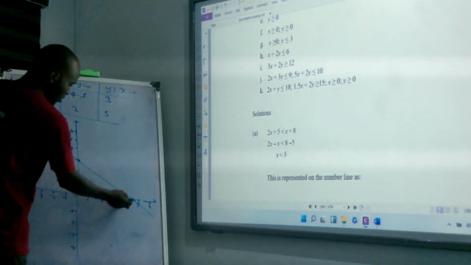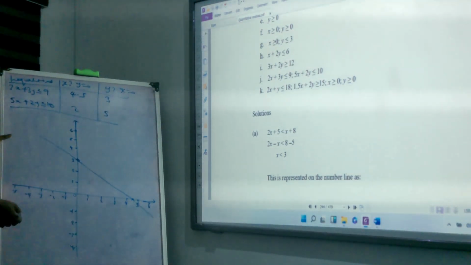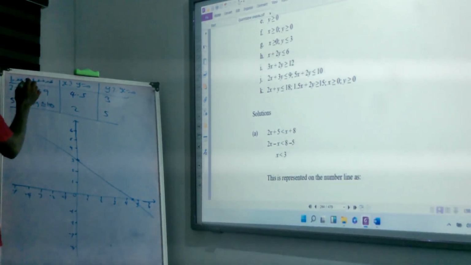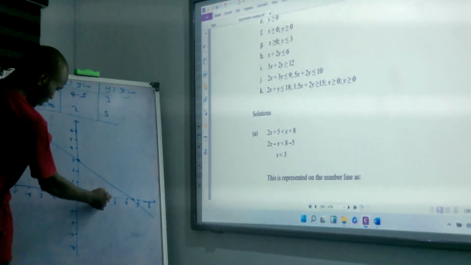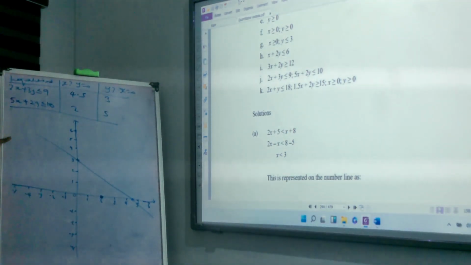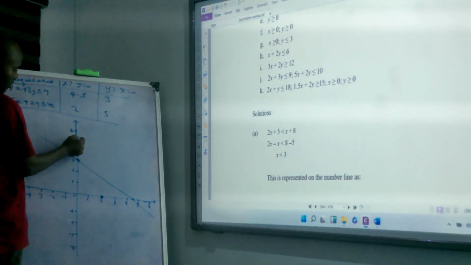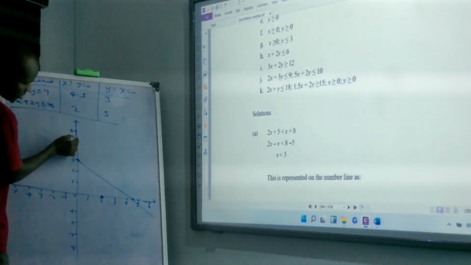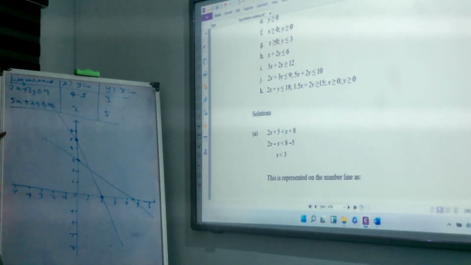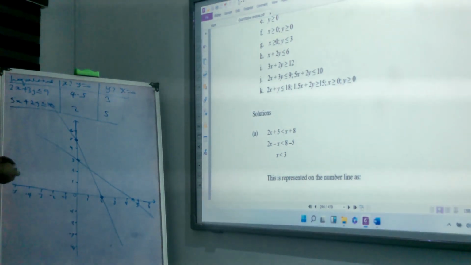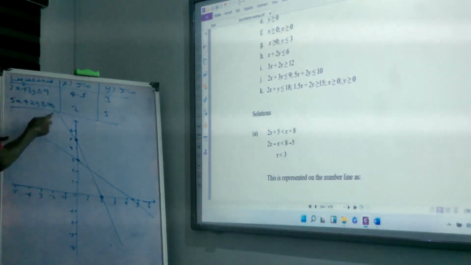This is down. Now for the second line, when y is 0, x is 2, so this is 2 and 0. And y is 5 when x is 0. So we have this, join them together. So this is the second line. Now, where is common? For the first line, the common region is this, downward. For the second one is this.